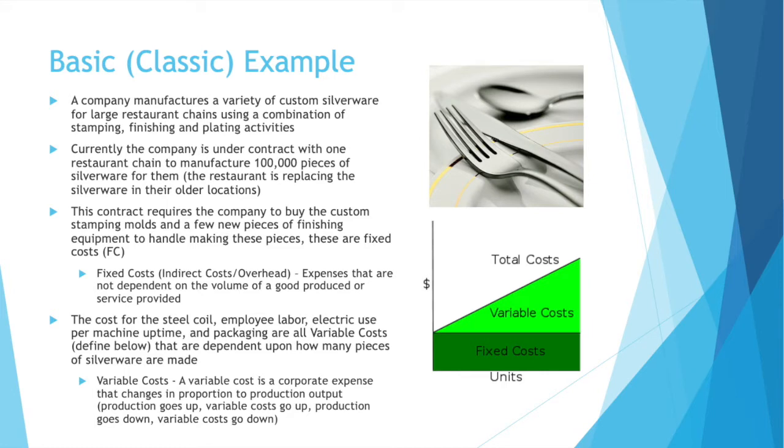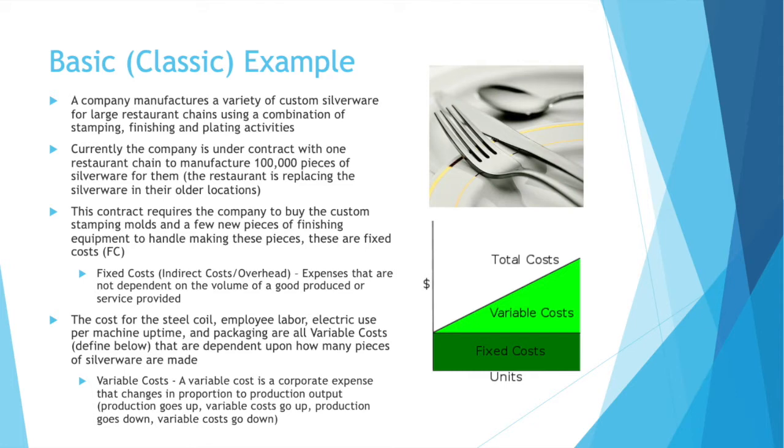Fixed costs, also known as indirect costs or overhead, are expenses that are not dependent on the volume of a good produced or service provided. If you buy a new stamping mold or a new press, it doesn't matter how many parts you make on it. The price of that mold and the price of that press are static. They're constant. They are fixed.